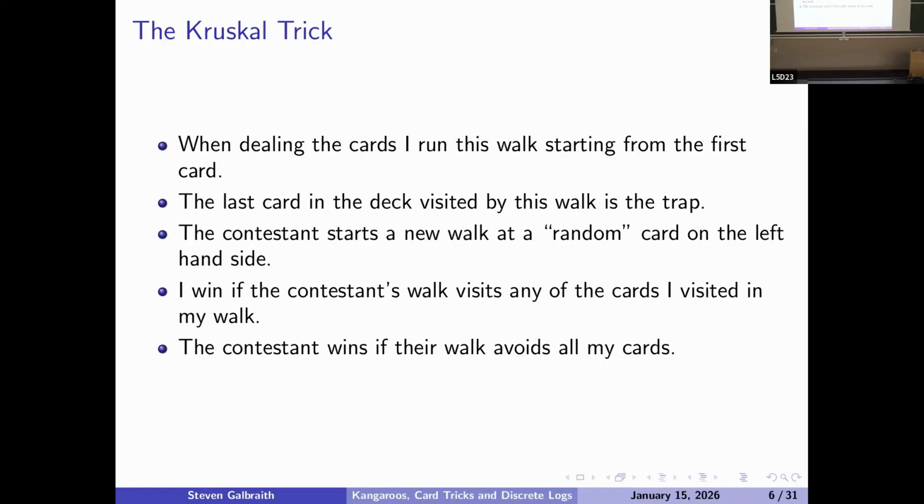So what do I do? When I'm dealing the cards, I start at the first card. I'm playing this game from the first card, right? As I deal out, I count from the first card, whatever that number is, I count down, and whatever card I land on there, I count down again. And I put the radioactive frog at the end of that process.